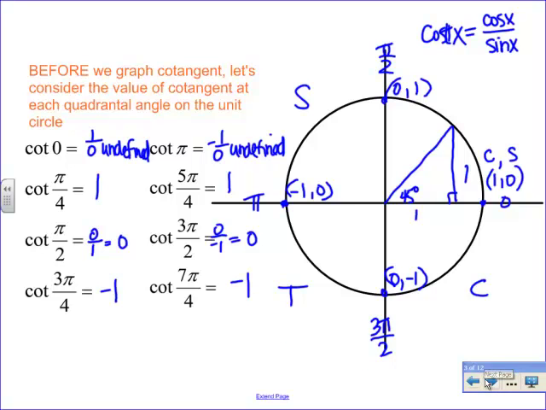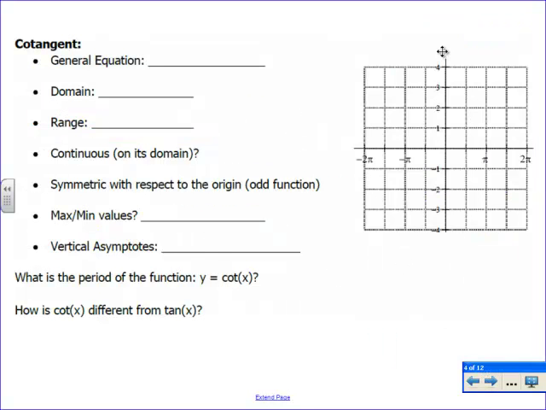We've got undefined at 0 and at pi. So that's going to translate to an asymptote at 0 and at pi. We've got it equaling 0 at pi over 2 and 3 pi over 2. We have it as positive 1 at pi over 4 and negative 1 at 3 pi over 4. Positive 1 at 5 pi over 4 and negative 1 at 7 pi over 4.